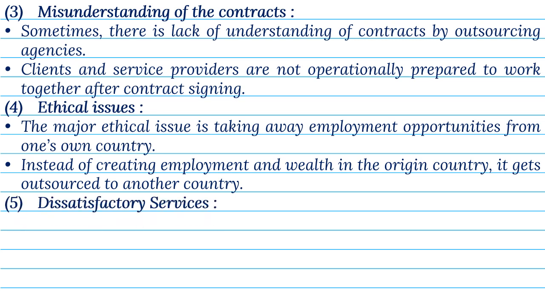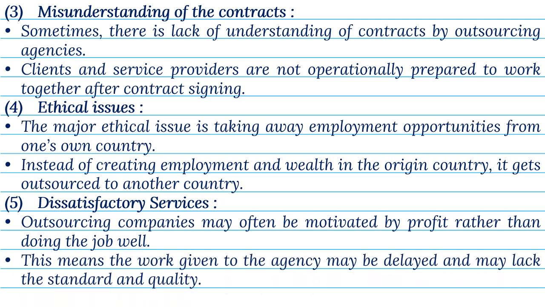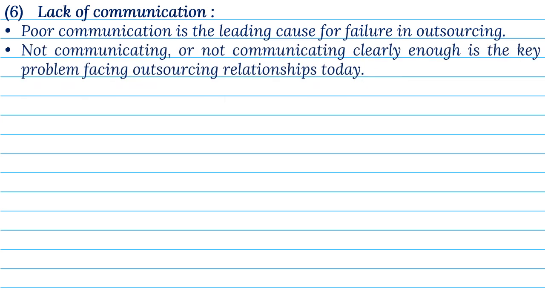5. Dissatisfactory services. Outsourcing companies may often be motivated by profit rather than doing the job well. This means the work given to the agency may be delayed and may lack the standard and quality. 6. Lack of communication. Poor communication is the leading cause for failure in outsourcing. Not communicating or not communicating clearly enough is the key problem facing outsourcing relationships today.